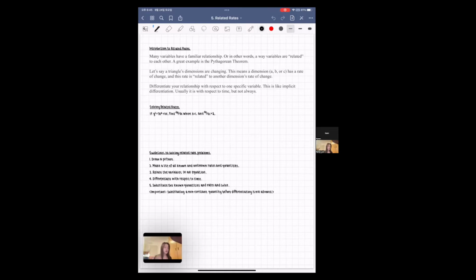So basically, you find it by differentiating your relationship with respect to one specific variable. This is similar to implicit differentiation. Usually it is with respect to time, but it's not always with respect to time. So to look at what this actually means, let's examine an example.